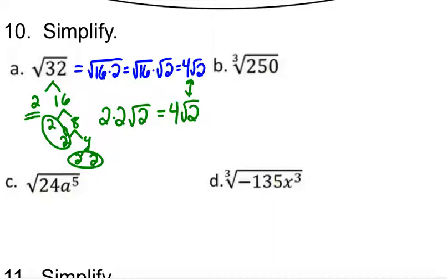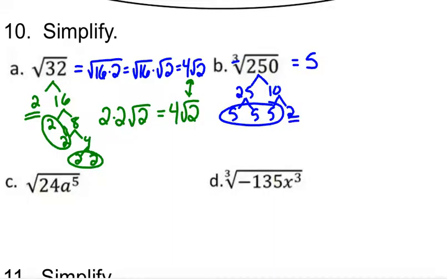So for example, in B, if you're going to do the factor tree method, we can start with 25 times 10. So that's 5 times 5, and this is 5 times 2. Now, since our index is 3, we need groups of 3 in order to be able to come out. So we can pull out a 5, and the 2 stays in. Remember, it's a cube root of 2. So there's our answer, 5 cube root of 2.